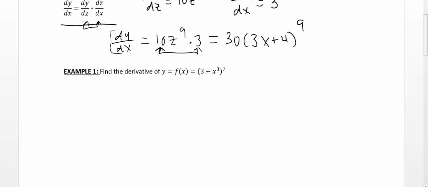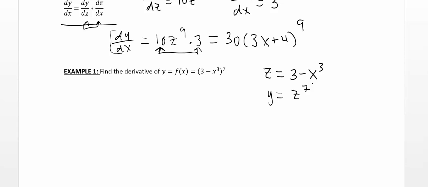So our first step is to figure out what our inside function was. Here my inside function that got plugged in is 3 minus x cubed. So that means I can rewrite my y function as z to the 7th. Remember, these have the structure of polynomials and power functions, so your y function should be something raised to a power. We're using z as the letter for substituting. You don't have to use z. You could use u, you could use w, or any other letter that you see fit to substitute in.